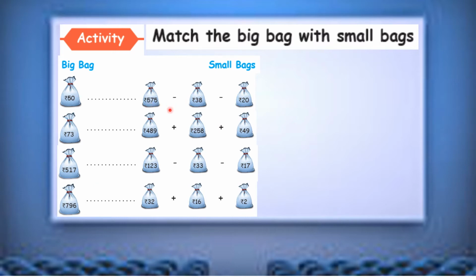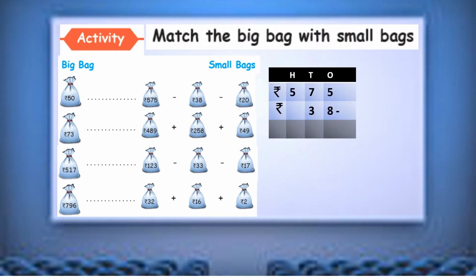So let us select the first one. 575 minus rupees 38 minus rupees 20. First we do this calculation. After that, from the answer we will subtract this rupees 20, then we will get the answer. I have entered rupees 575 above and rupees 38 with proper place value. That's very important, don't forget. Each and every time while doing calculation, mention the place value also.